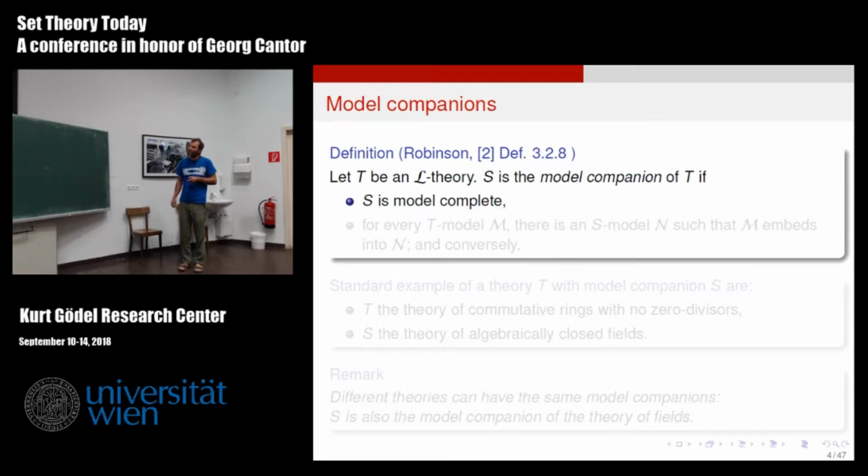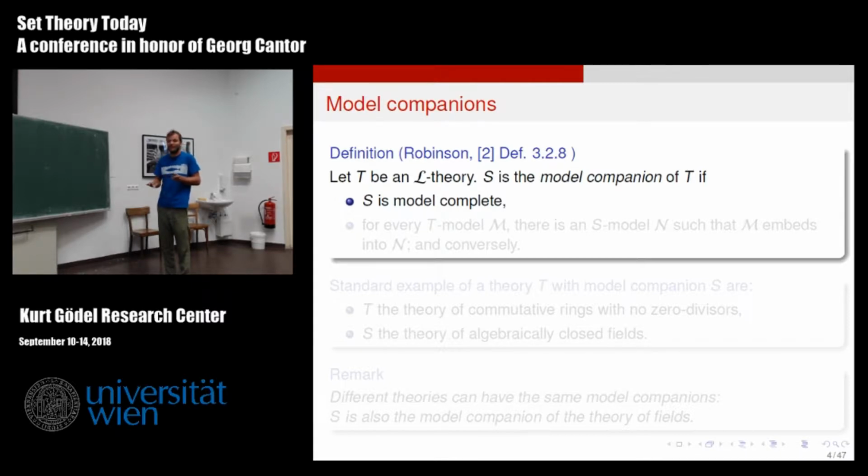Okay. And now we pass to the other notion, the notion of model companion. So the idea is, the model companion of T is... well, okay. Now I call it S. I switched letters. Maybe I should have stuck with S an L-theory and T the model companion, but unfortunately I did not. Okay.